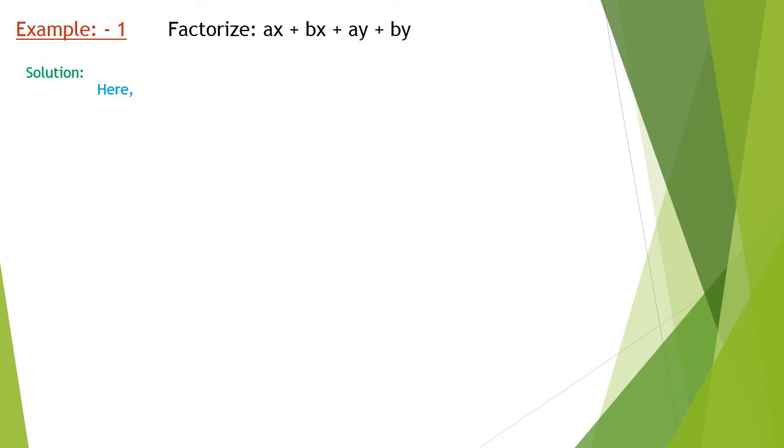Now this is the question: ax plus bx plus ay plus by. We can arrange the terms as ax and ay together, and bx and by together, and we can take common, or we can do it as it is. Now let's factorize each and every term here. Ax, we can factorize ax.